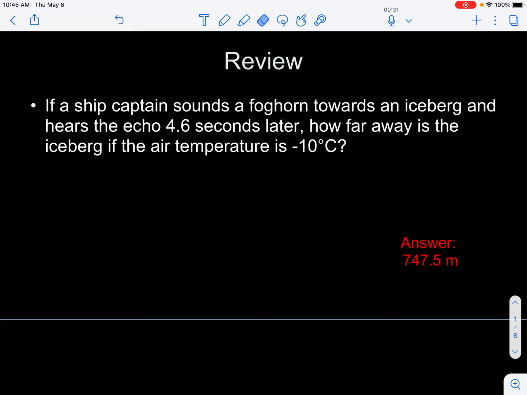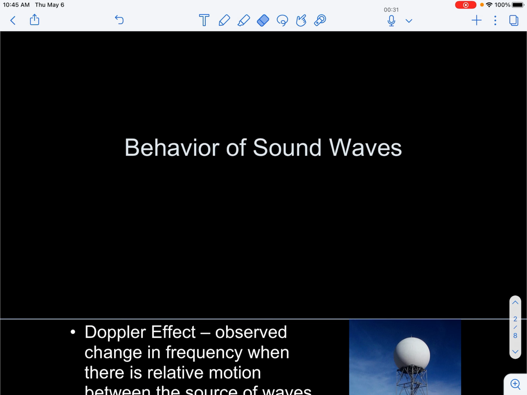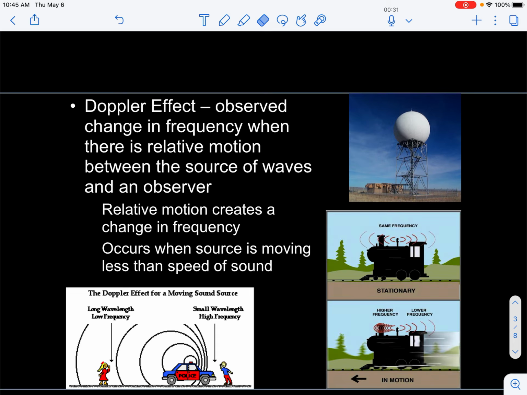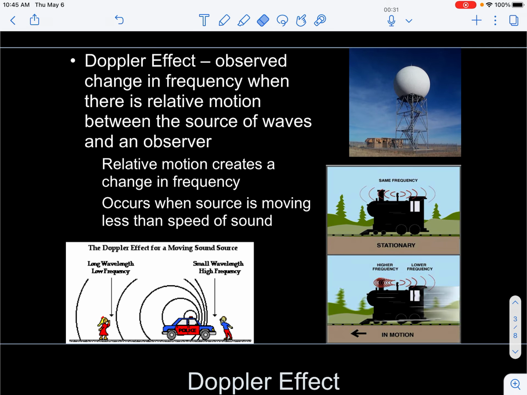All right, let's keep moving. So we're going to be talking about the behavior of sound waves today. So just a couple of little things that sound waves do. The first one that we are going to be talking about is the Doppler effect. So every single person has experienced the Doppler effect before.